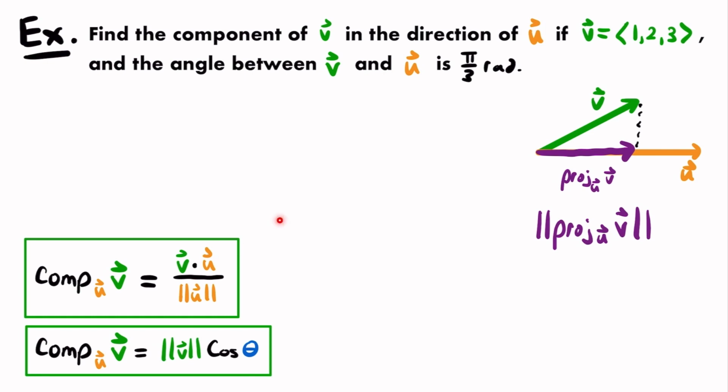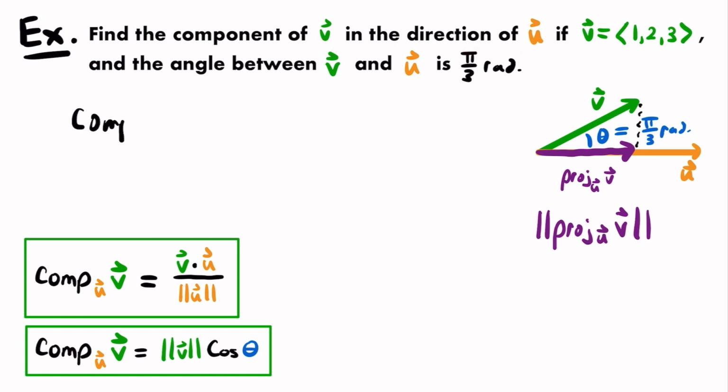However, we are given the angle between vector v and vector u, so that's a pretty clear indication that we probably want to use this formula because it includes the angle between our two vectors. All right, this angle theta between vector v and vector u is equal to pi divided by 3 radians. So we can pretty easily calculate the component of vector v in the direction of vector u.